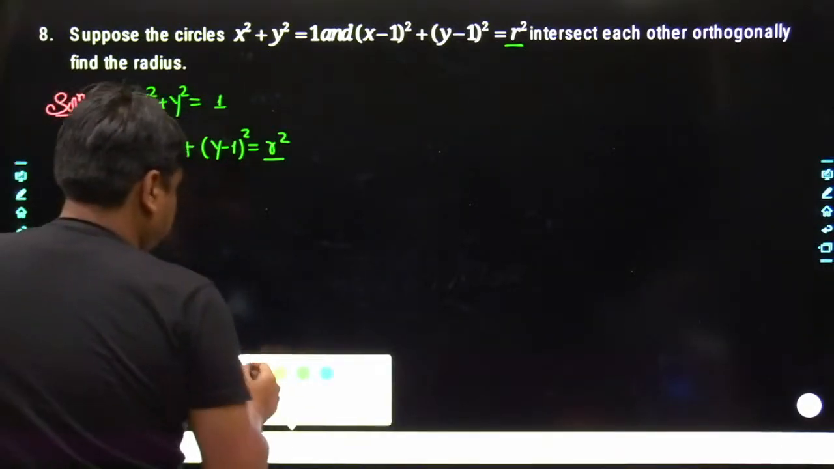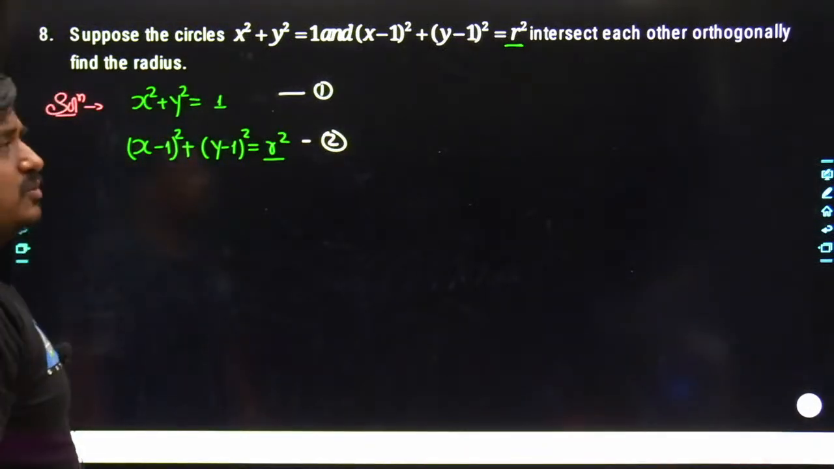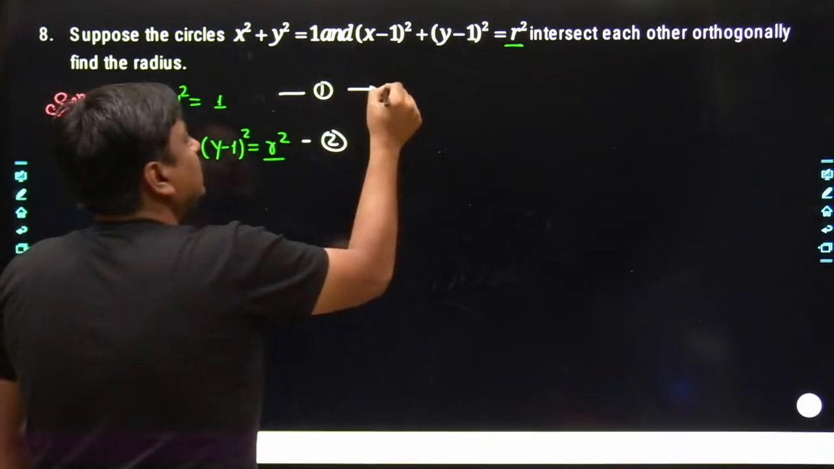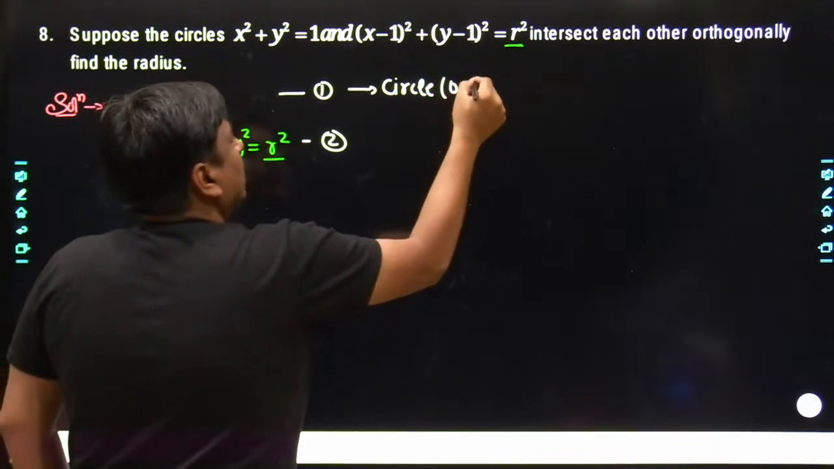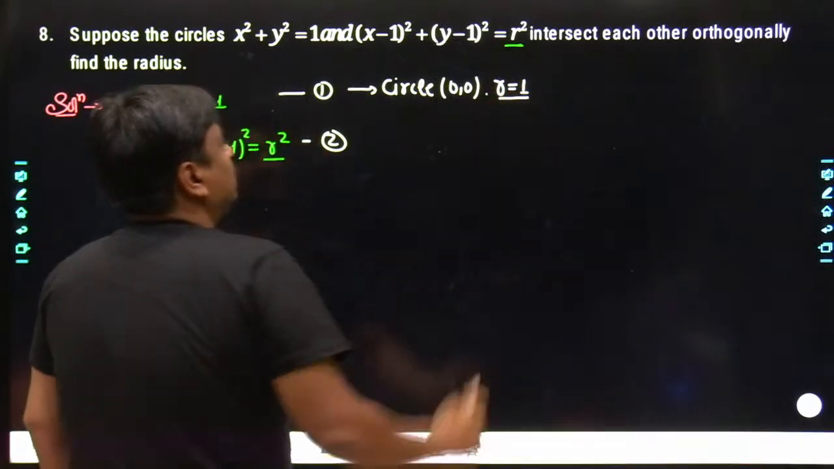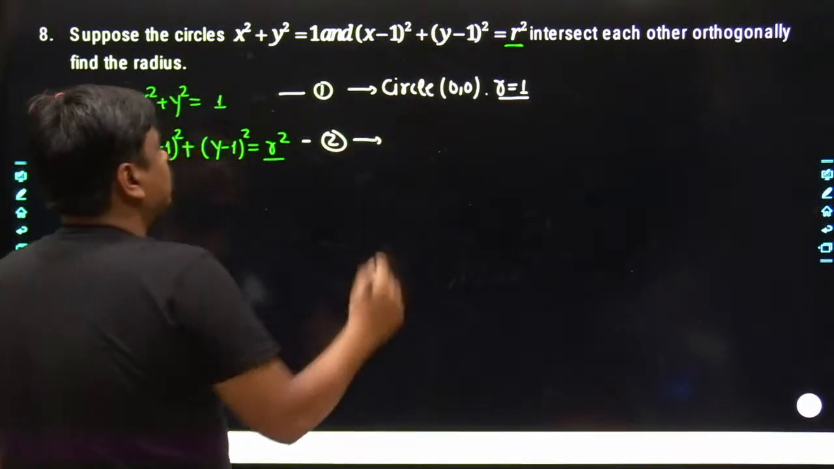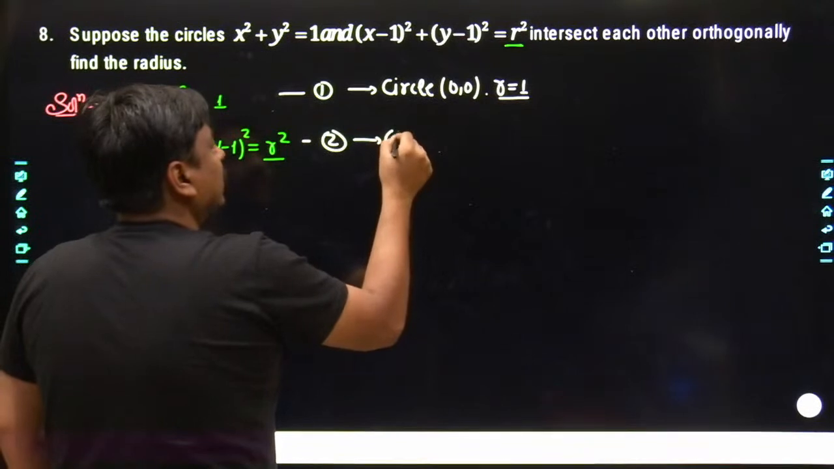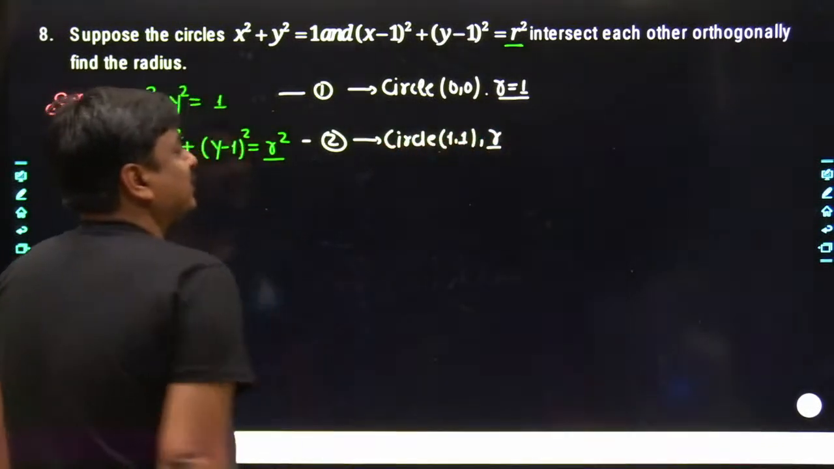This is the first equation, and this is the second equation. If you focus keenly on the first equation, you'll get to know it is a circle centered at the origin, and its radius is precisely 1. Similarly, if we focus on the second structure, what is its center? The center is (1, 1). Again it is a circle, the center is (1, 1), and its radius is simply r.